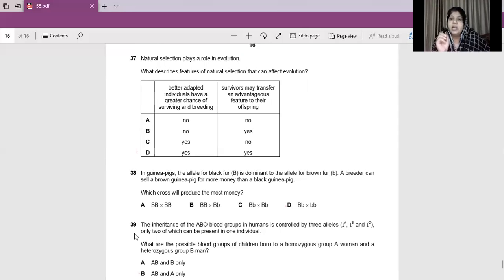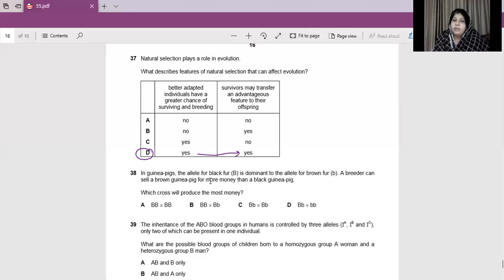When you studied this topic in your class, your teacher definitely told you about the giraffe example, Lamarck's theory. But here basically we have to limit it to Darwin's, and Darwin is saying that the survival of the fittest rule is there. So the better adapted individual can survive, that is the survival of the fittest, and the genes or the characteristic will transfer to the next generation.